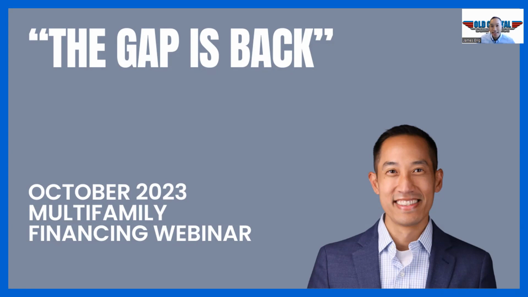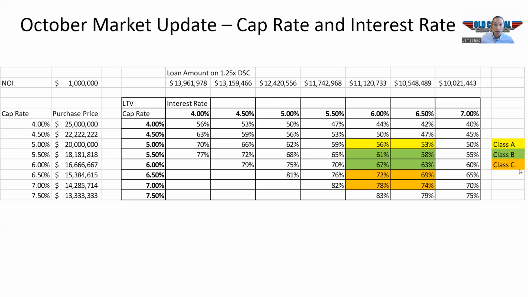The theme is the gap is back. So the gap is back, and we've been talking about a lot of different gaps, but let's get into what I mean by the gap is back. This chart is something that I've been trying to create, and a lot of people are doing this in different ways. But let me try to explain this chart as easily as possible.